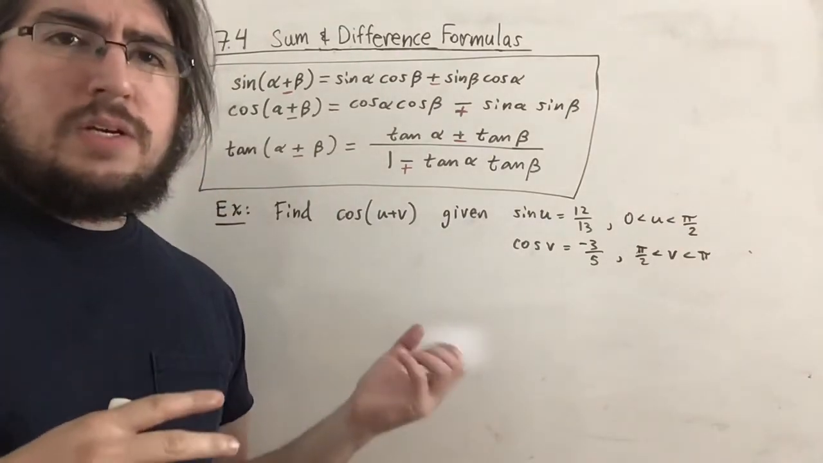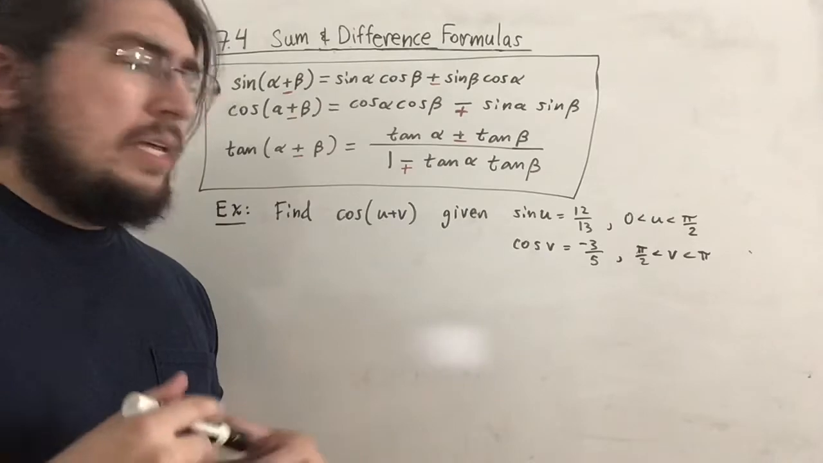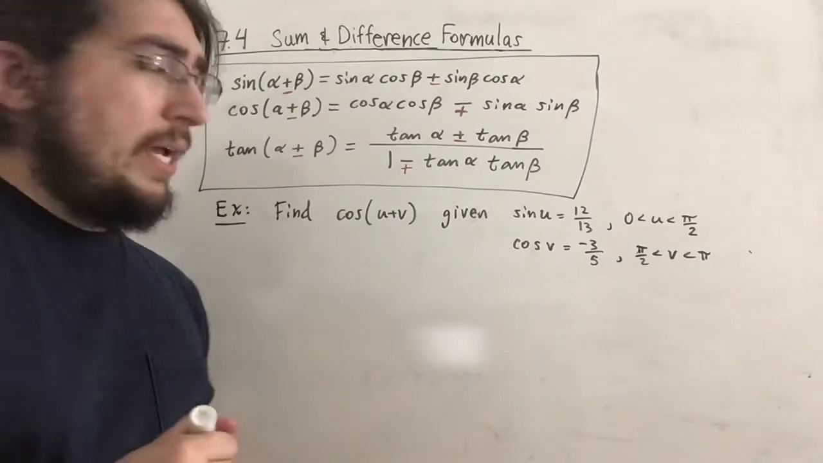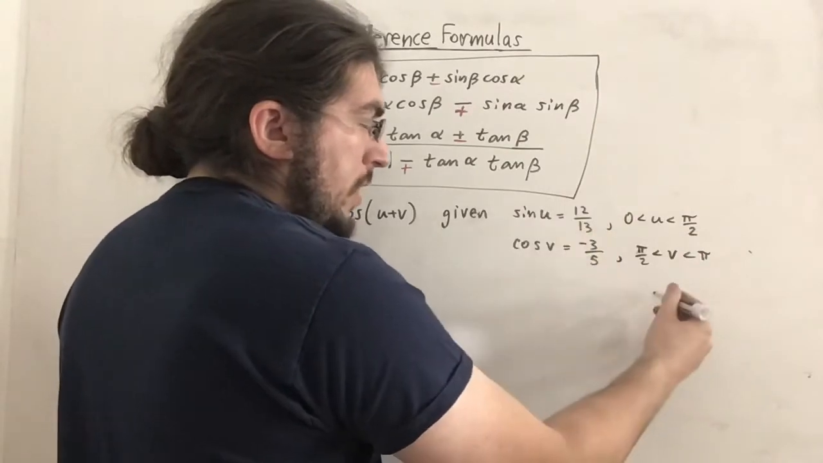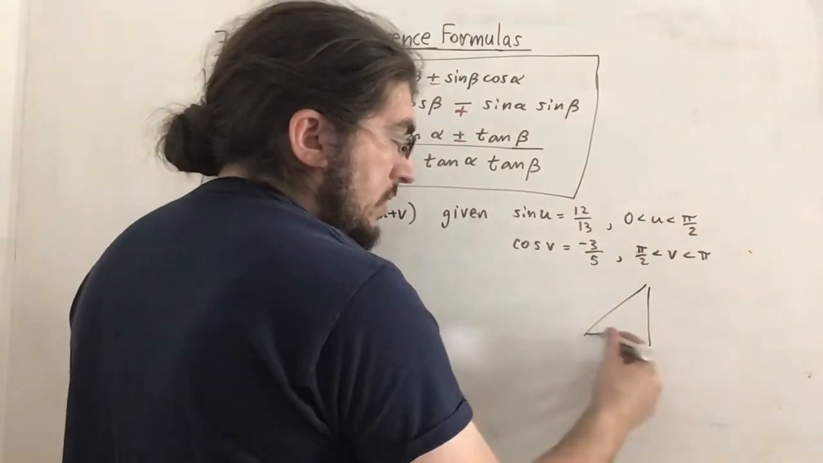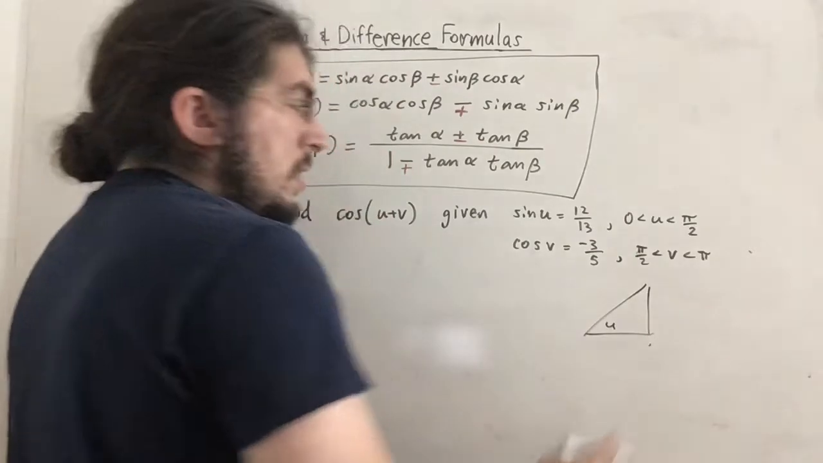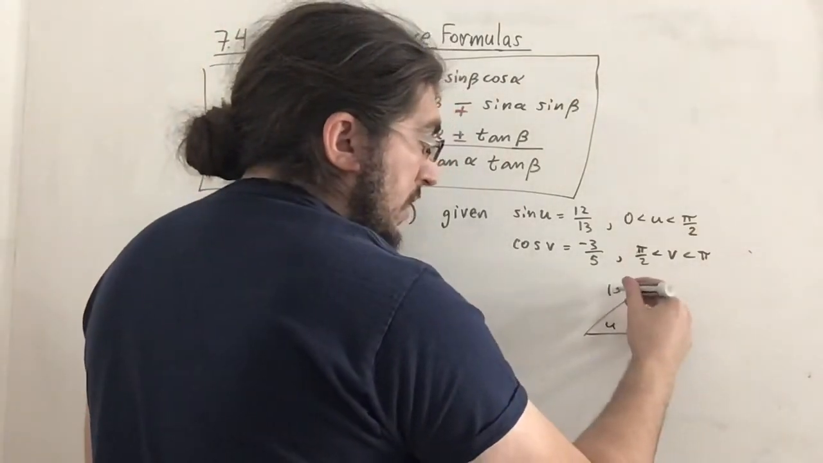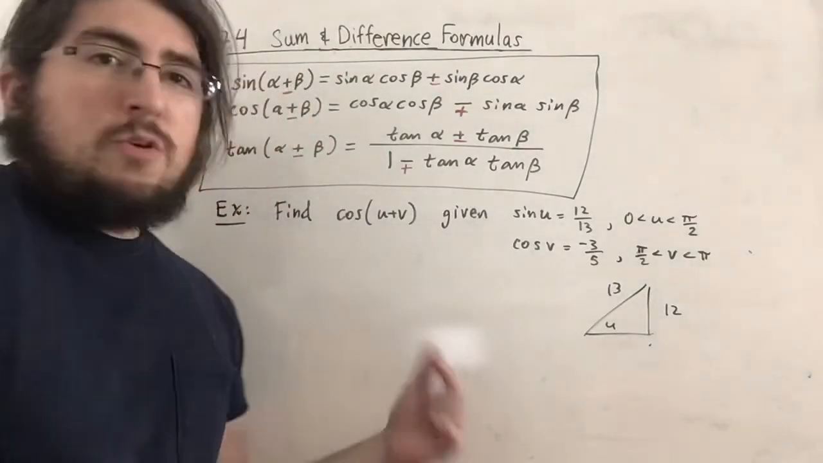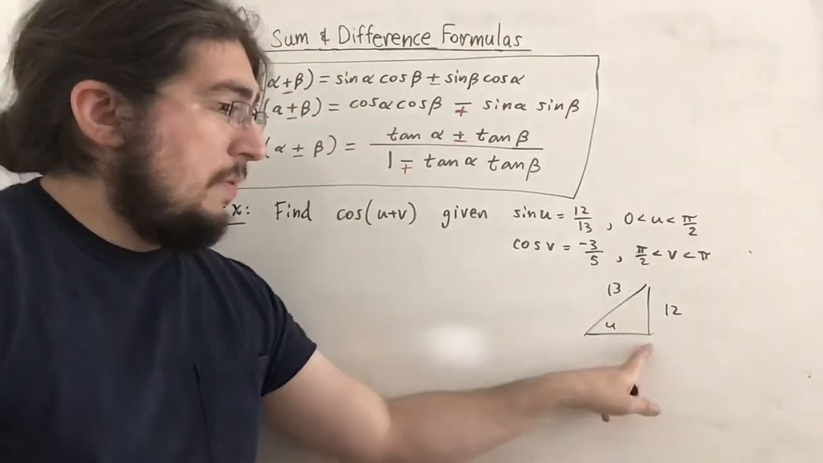There are actually a few ways you can do this without visualizing things. The best way, honestly, though, is to visualize. So if we consider the first quadrant, if you draw a triangle in the first quadrant, it'll look something like this. So that's for u. So sine of u is 12 over 13, so this is going to be 12 over 13 like this. And if you use Pythagorean theorem, then this has to be 5.